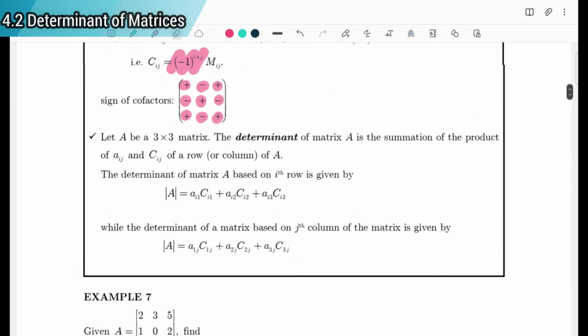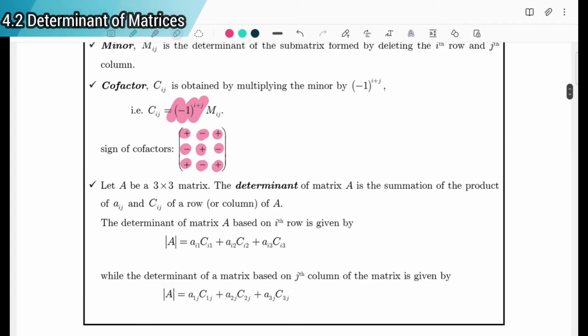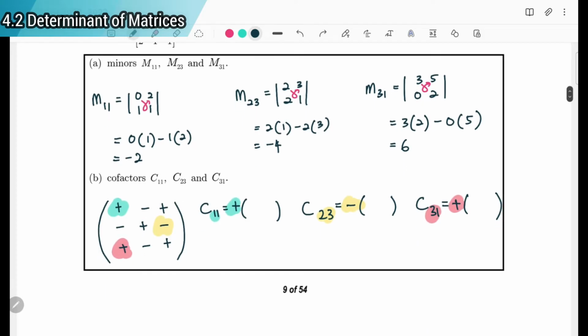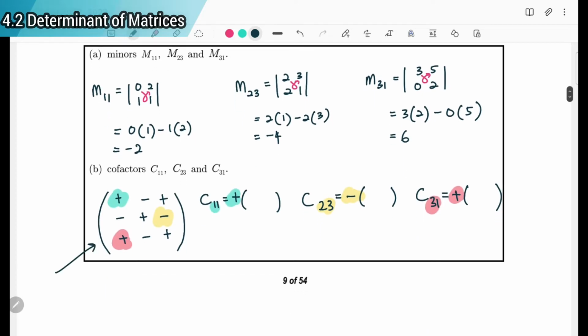We're going to find the cofactor. Let's go through the notes again. The formula to find the cofactor is negative 1 to the power of i plus j times the minor M. To make things easier, you can just refer to the sign of cofactors, so I've copied that here.